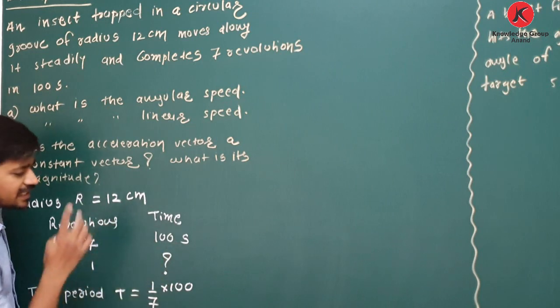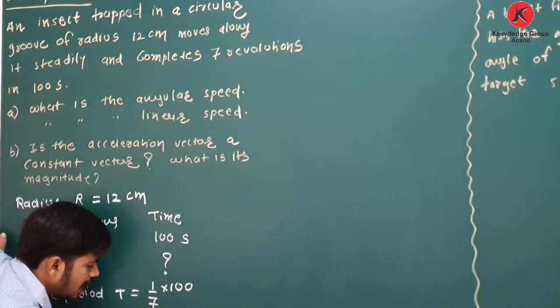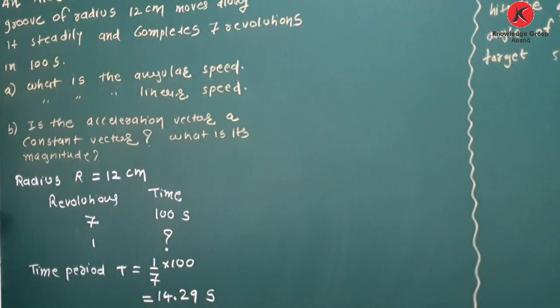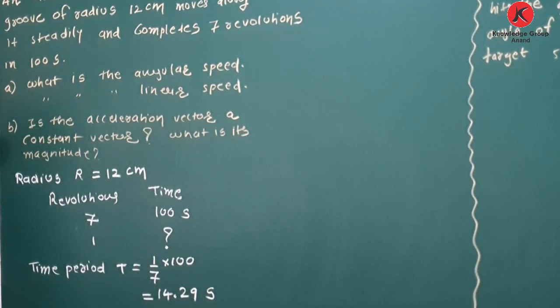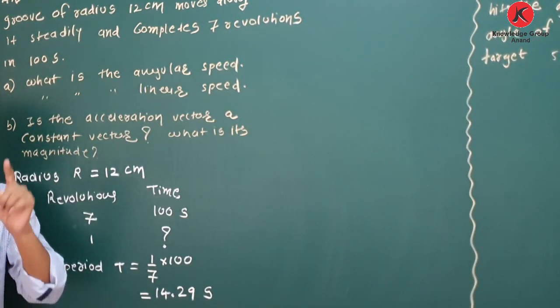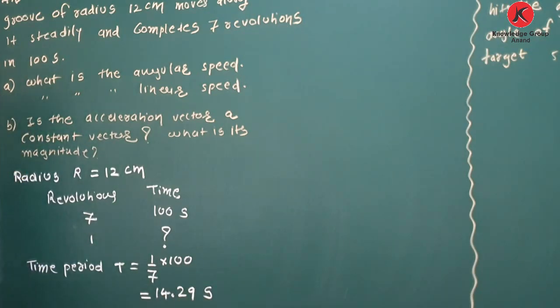For 7 revolutions, 100 seconds. So for 1 revolution, it is called time period. If you divide 100 by 7, you will get the approximate answer 14.29 seconds. So it is called time period: to complete 1 revolution it takes 14.29 seconds. Clear about this? Now you have to find, the first question is what is angular speed?